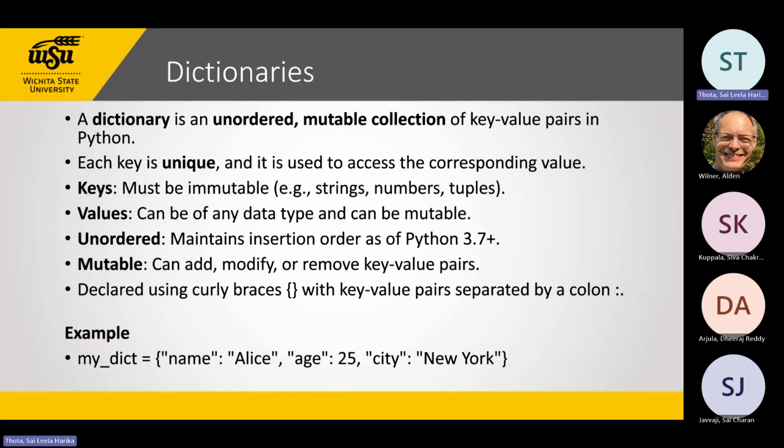Example strings, numbers, and tuples. Values can be of any data types and can be mutable. So you can change the values, but once you mention the key, those can't be changed. Okay.